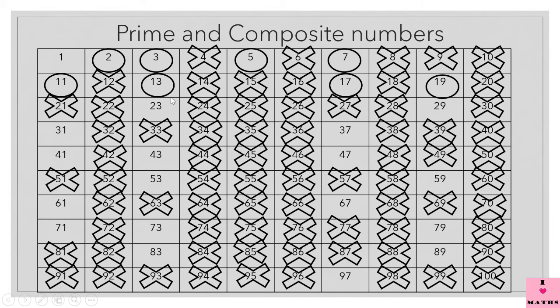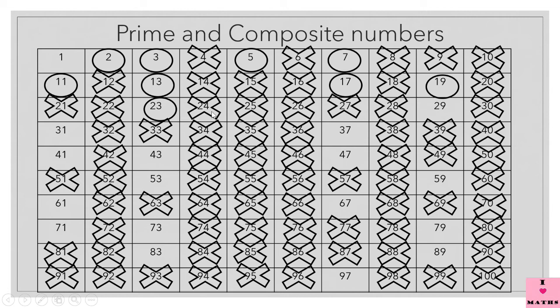Now I'm going to circle 23 and cross all its multiples. I have encircled 23 and the multiples of 23 are 46. 23 twos are 46. It is crossed. 23 threes are 69. It has been crossed. 23 fours are 92. This has been crossed. 23 fives is 115, which is not there in our table.